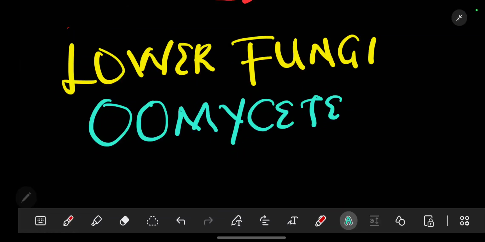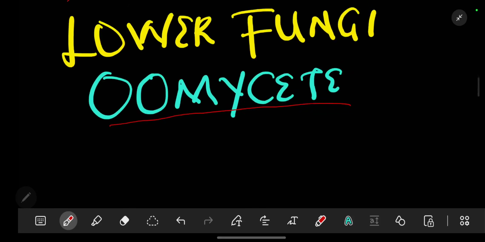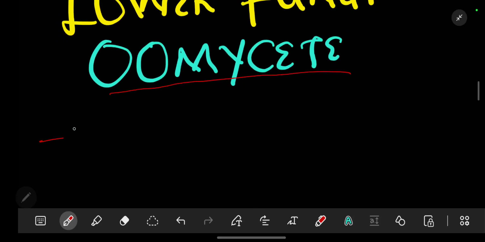So here today we are going to be continuing our lower fungi. Now we are going to be looking at our Oomycete. So what are some of the things that you need to know? Mostly Oomycete is a water fungi. That's number one. It is a water fungi.